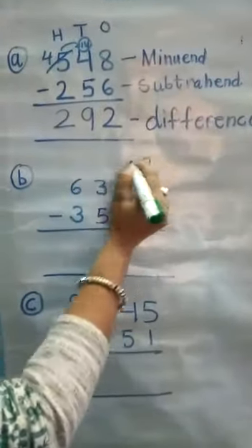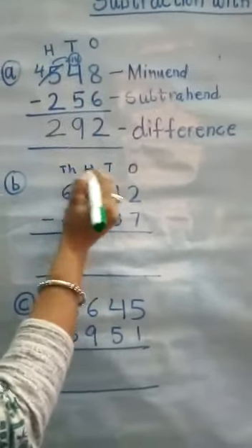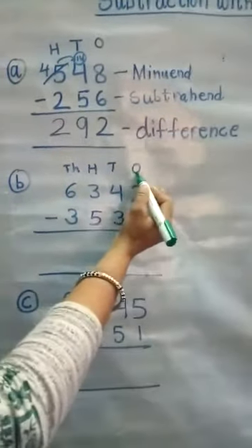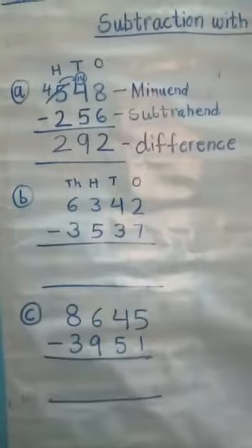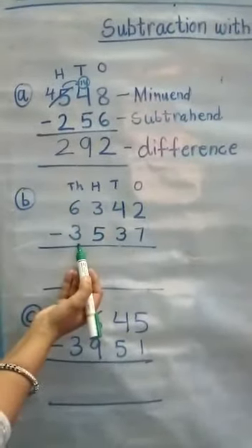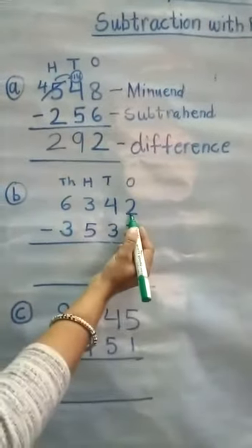Again we have to write down ones, tens, hundreds and thousands. Place value is very important. So before starting any question, you should write down the place value of each number. 6342 minus 3537. So look everyone, 2 is smaller and 7 is bigger.